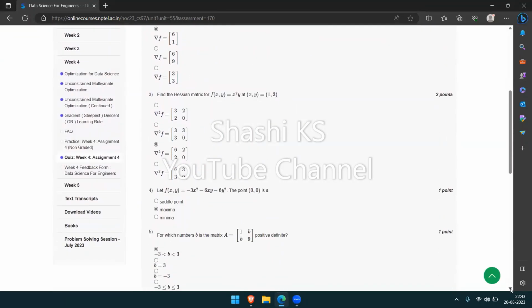Find the Hessian matrix for f of x comma y is equal to x square y at x comma y is equal to 1 comma 3. So here the answer is 6, 2 and 2, 0.